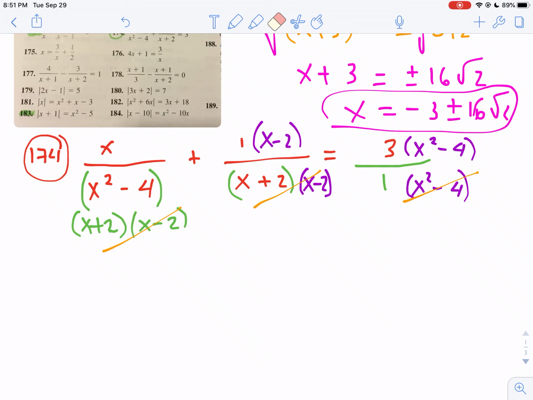Everything is the same. Again, I'm just going to double check to make sure I copied the problem properly. Let me go back and check. Did I check the wrong problem? Let's see, because that happens too. 174. No. Okay, so the answer is 1 plus or minus radical 31 over 3.